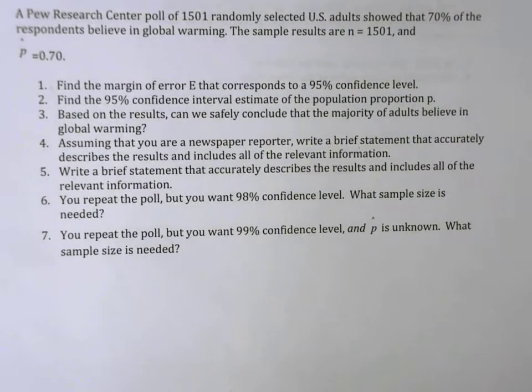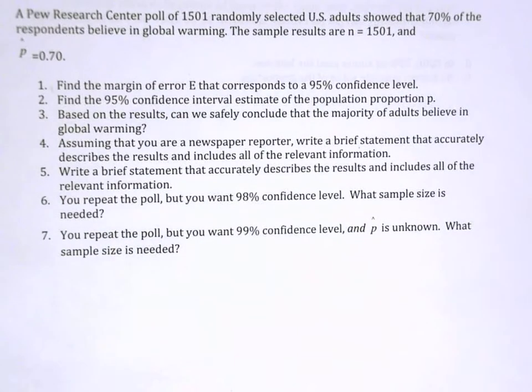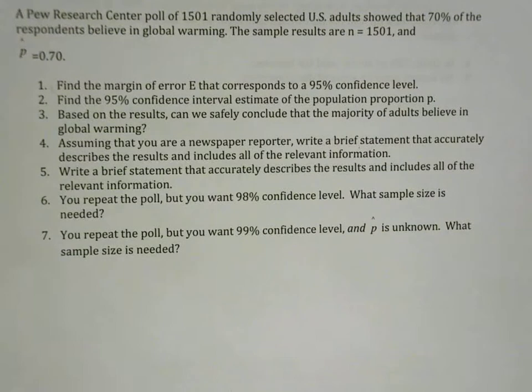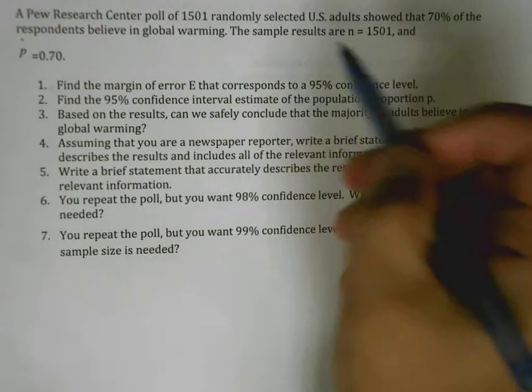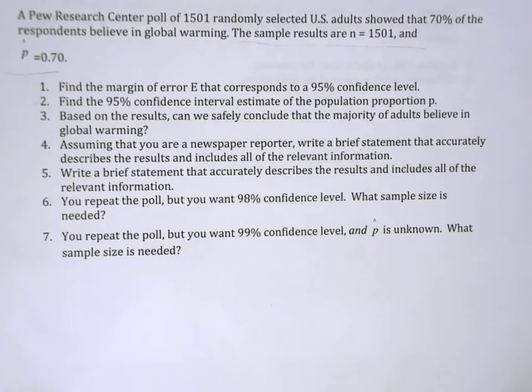So this problem reads, a Pew Research Center poll of 1,501 randomly selected U.S. adults showed that 70% of the respondents believe in global warming. The sample results are n equals 1501 and p hat is 0.7. And really, you didn't need this second part here. I'm sure you could have deduced this just from the problem. So 1, find the margin of error that corresponds to a 95% confidence level. Well, let's see what that means.